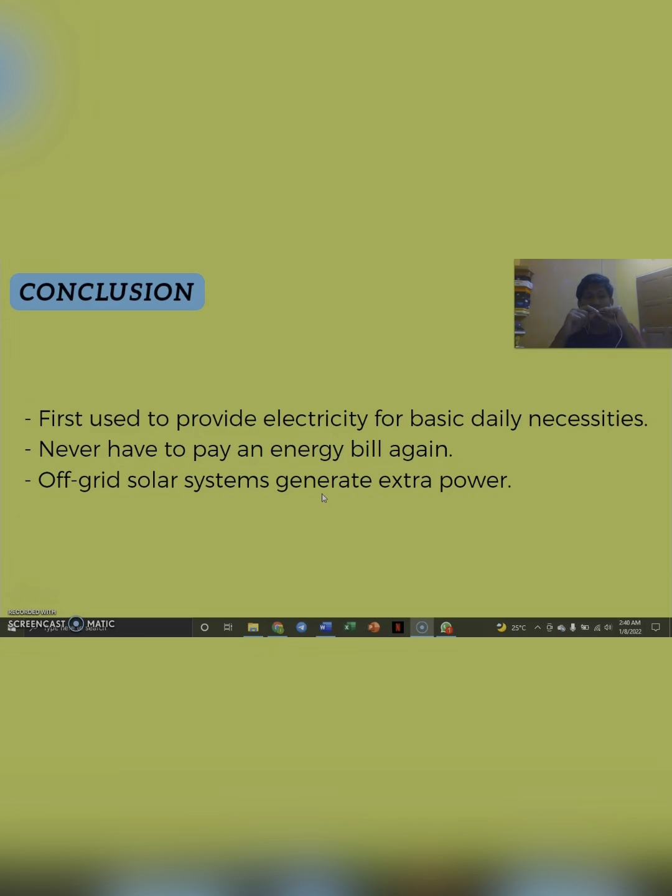And for the last point of the conclusion, during the day, the off-grid solar system will generate extra power. This additional power or energy is sent to the battery to be stored. When the system isn't producing electricity, the energy stored in the batteries can be used at night or on overcast days. An off-grid system can be sized to simply provide enough electricity to fulfill our energy needs every second.